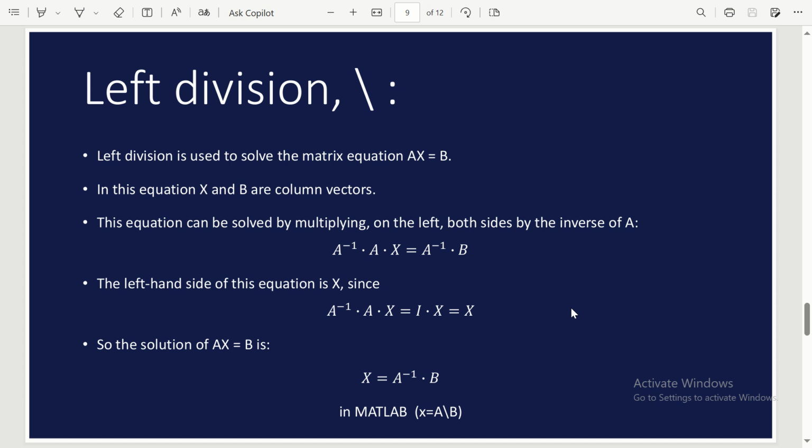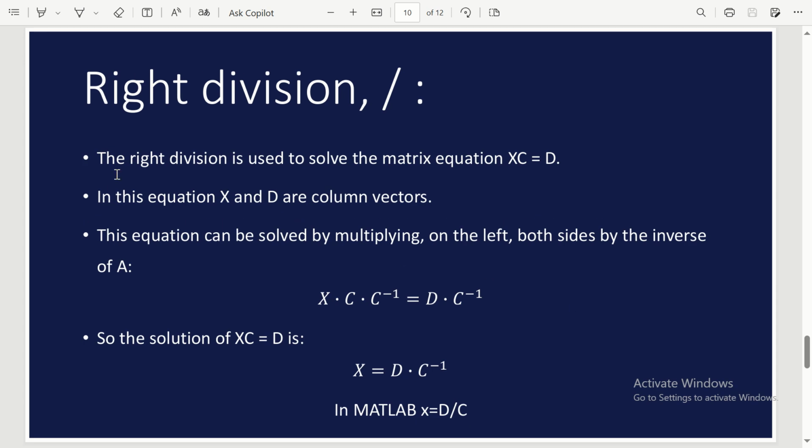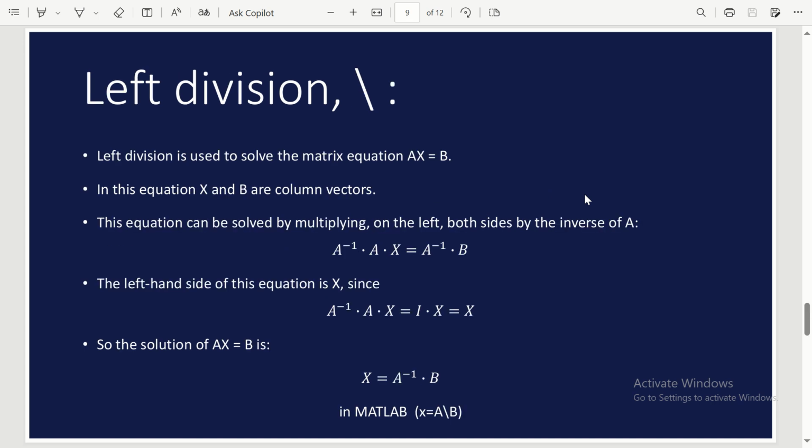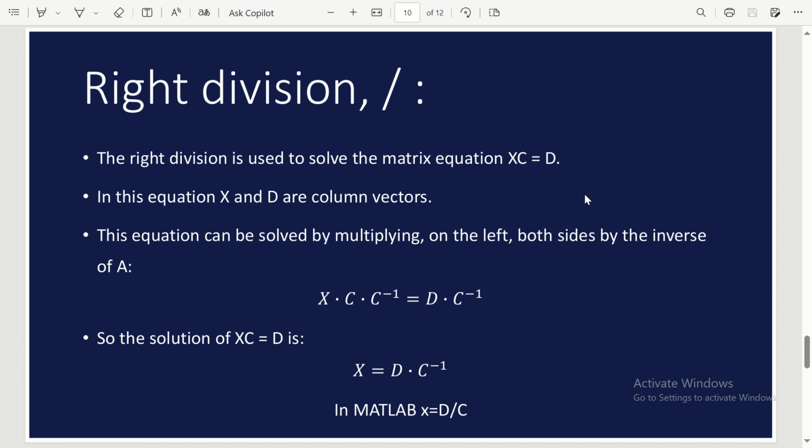Okay, so let's move to the right division. The right division is used to solve the matrix equation X into C = D. In the earlier equation, A into X = B, X and B were column vectors. Now here we have X and D as row vectors and C as a square matrix.